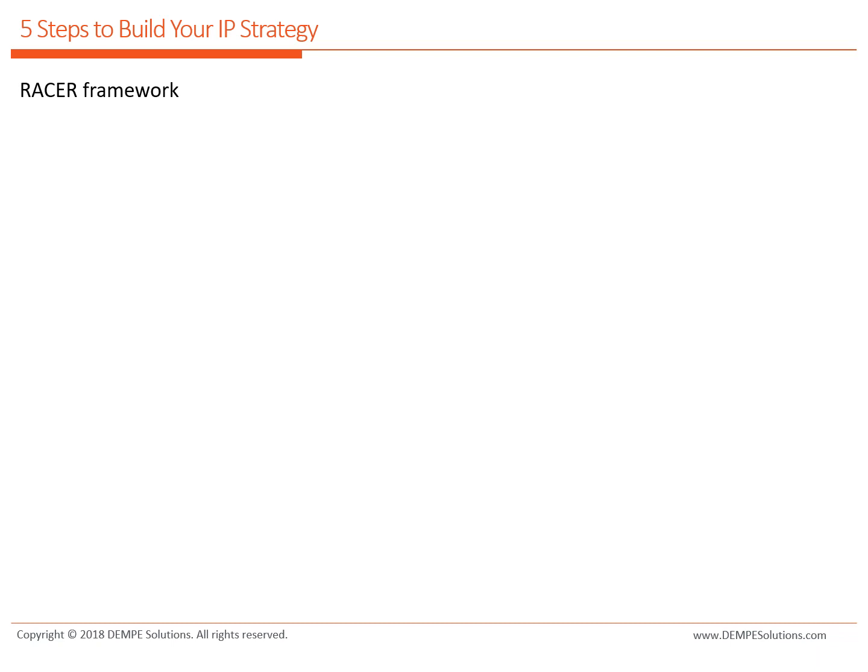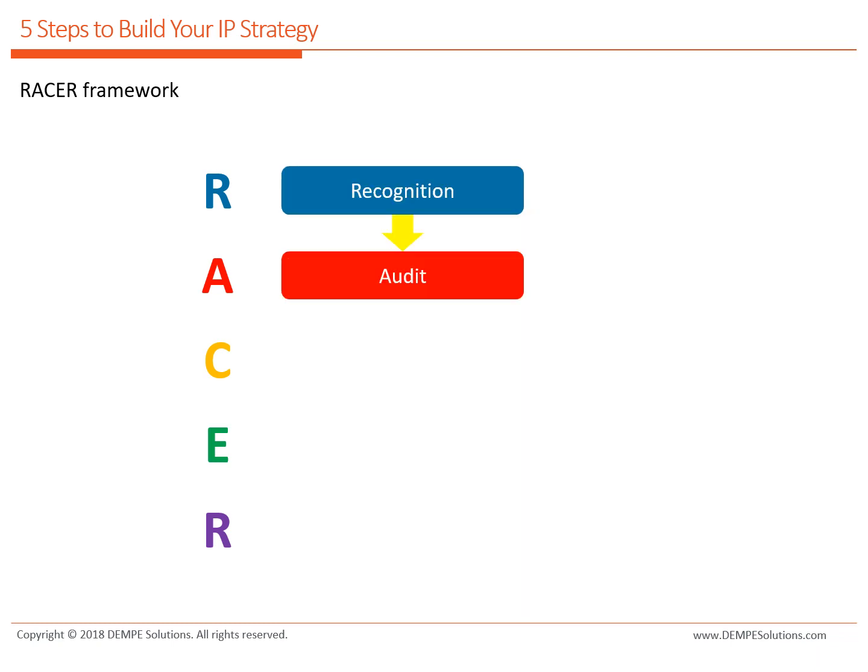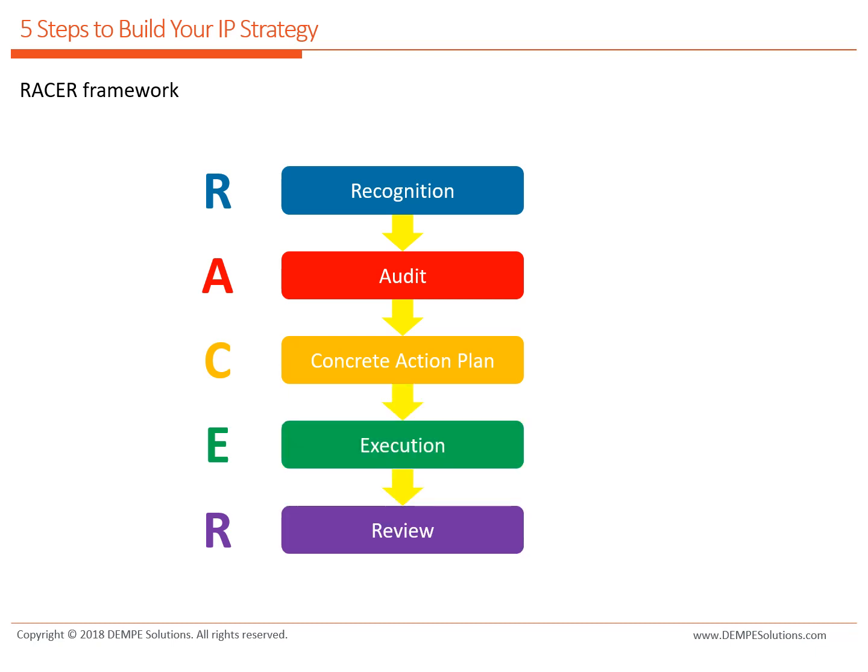So the 5 steps to build your IP strategy are based on the 5 letters RACER, and they stand for recognition, audit, concrete action plan, execution, and review. Allow me to break this down.